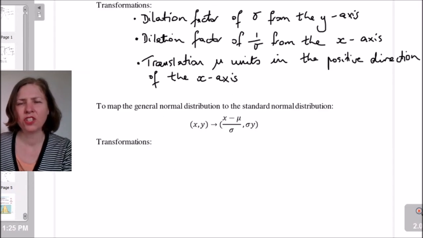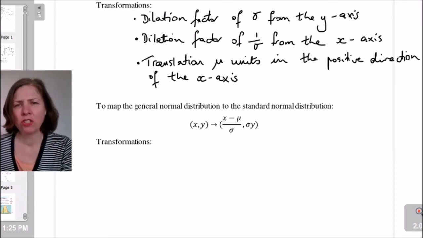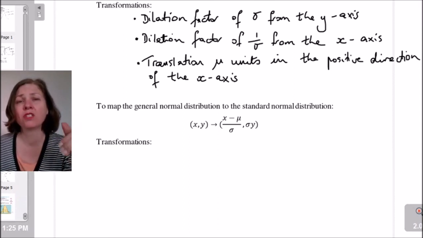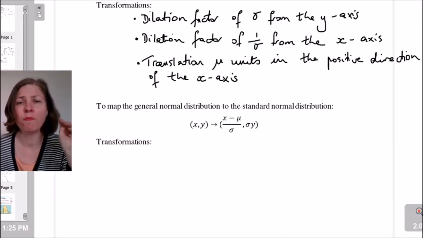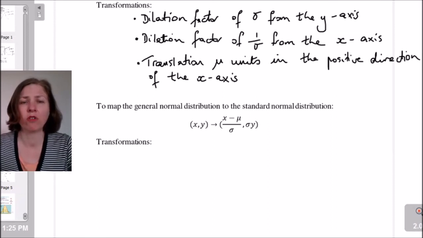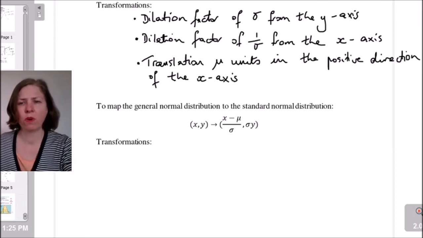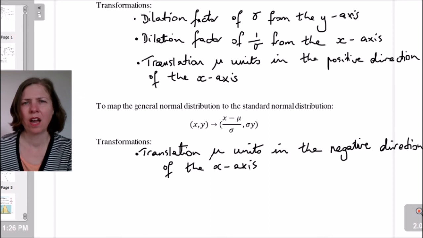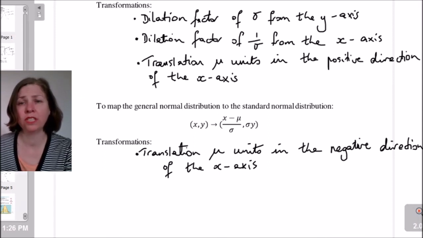So what we did just now was we worked out what the transformations were when I changed my standard normal distribution into a general normal distribution. So what we're going to do now is just undo that and go back from a general normal to a standard normal. So my transformations are going to be in reverse. So my first one, I've just done a translation of mu units in the negative direction of the x-axis. And we can see that here. I've got x translates to, the first thing I do is x minus mu.